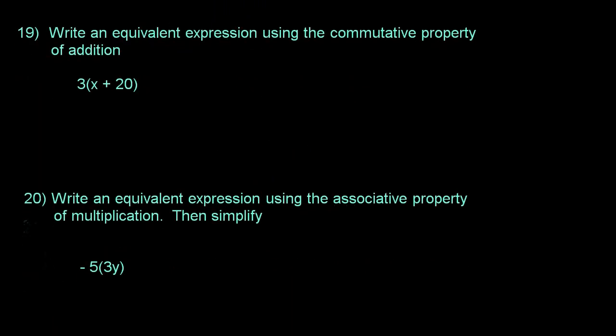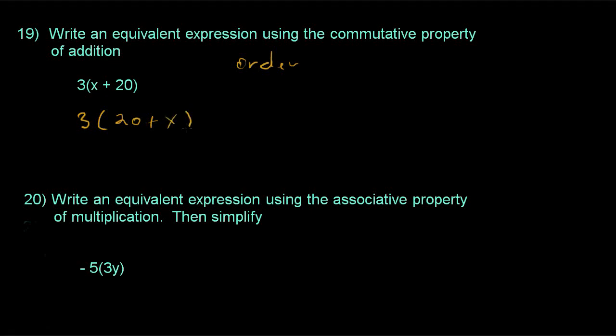Next problem is to write an equivalent expression using the commutative property of addition. Commutative property has to do with the order. And so what we want to do is change the order of the addition in this problem. We still keep the multiplication in there, but only change the x plus 20 to 20 plus x. And we've accomplished what we were to do in that problem.